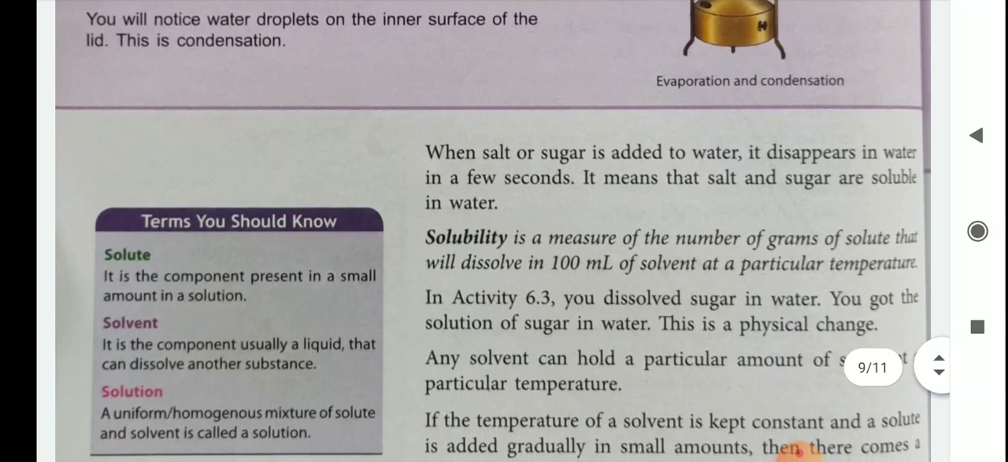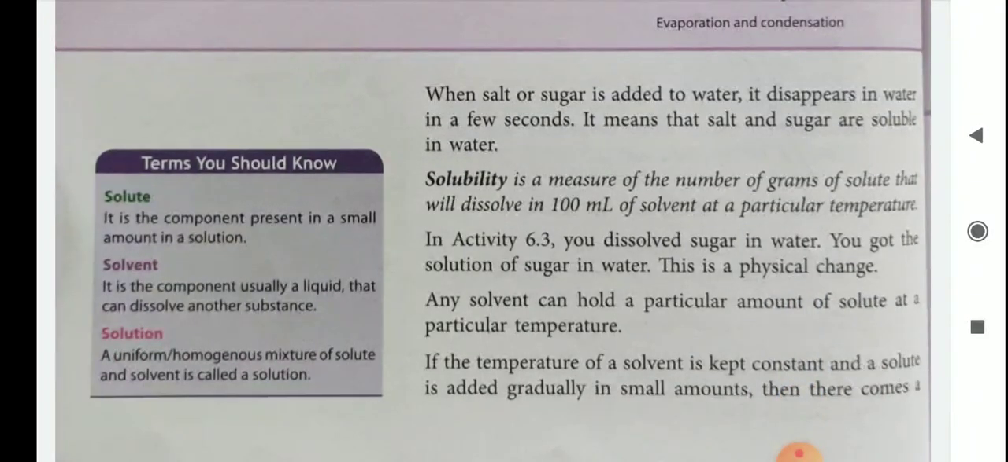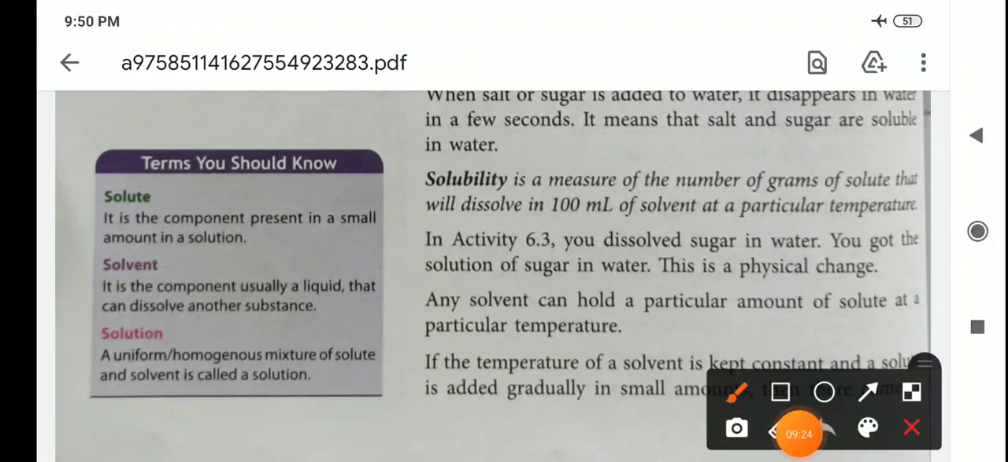Then we see, when salt or sugar is added to water, it disappears in water in a few seconds. It means that salt and sugar are soluble in water. So already, children, we know these three terms in our previous classes. What is solute, what is solvent, and what is solution.